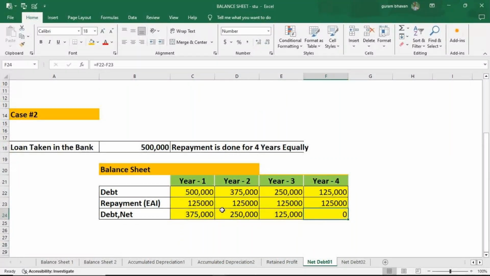Ma'am, when it's given that the repayment is to be done equally, the EAI will remain the same throughout, however many years? Yes, every year I am going to pay the same amount. Equally means it will be the same. Okay, ma'am.